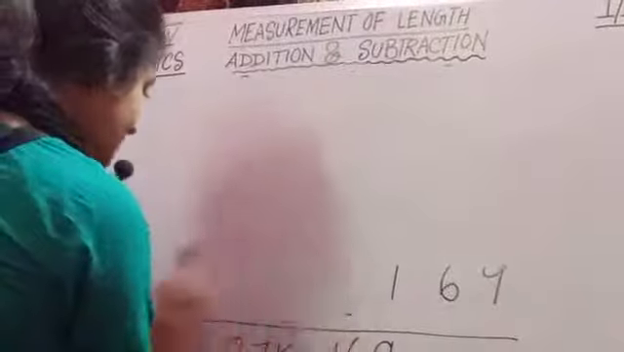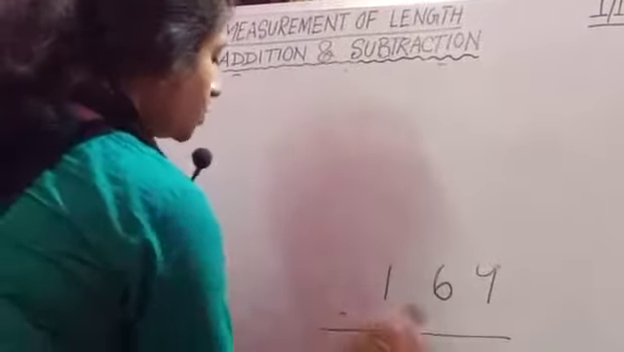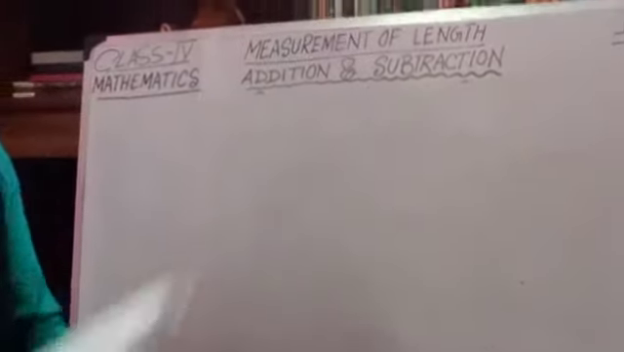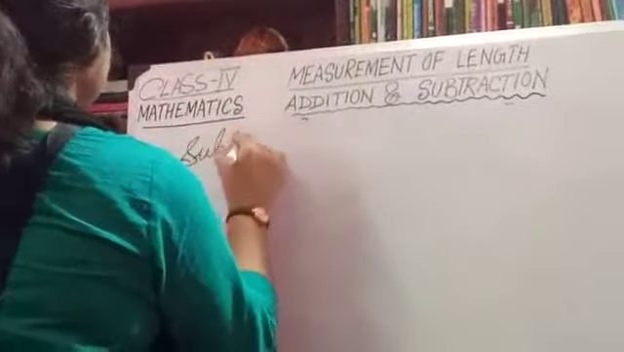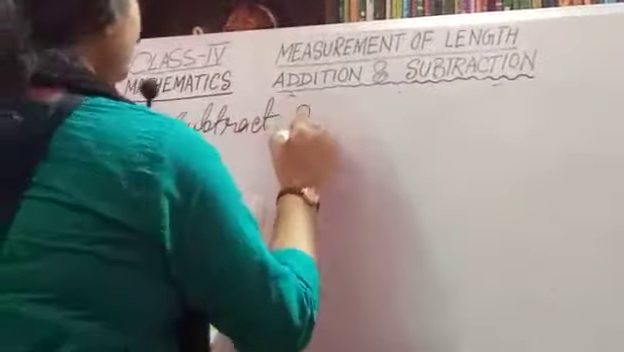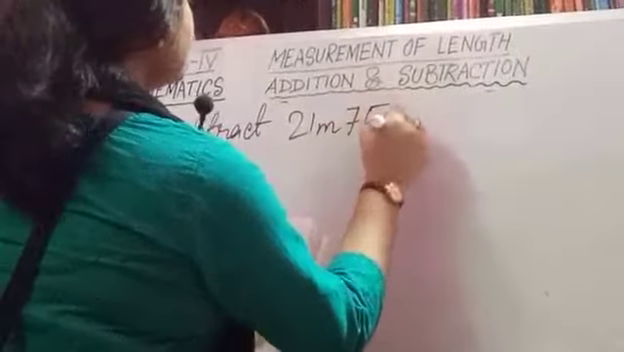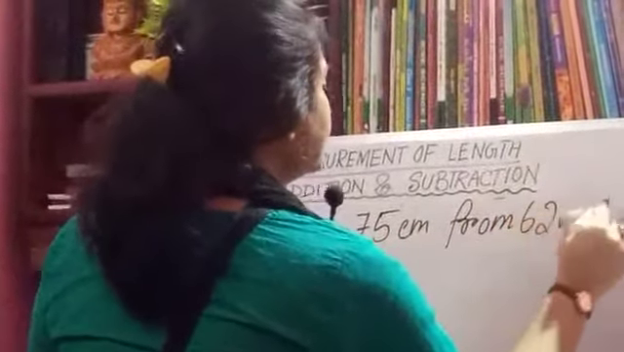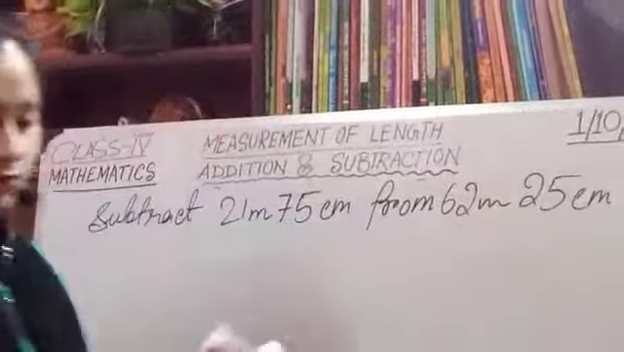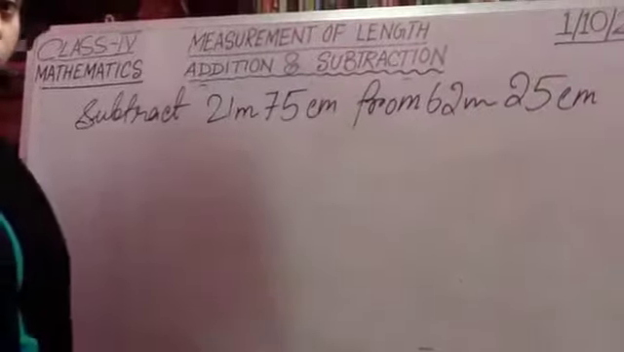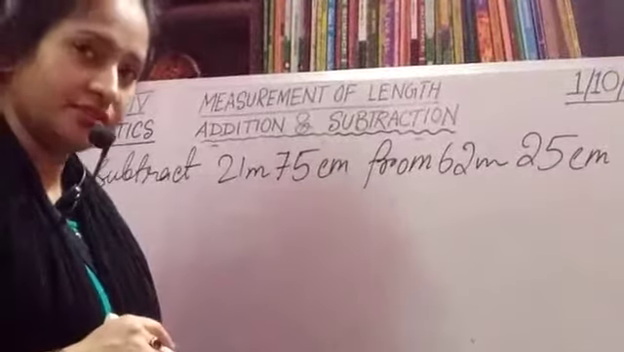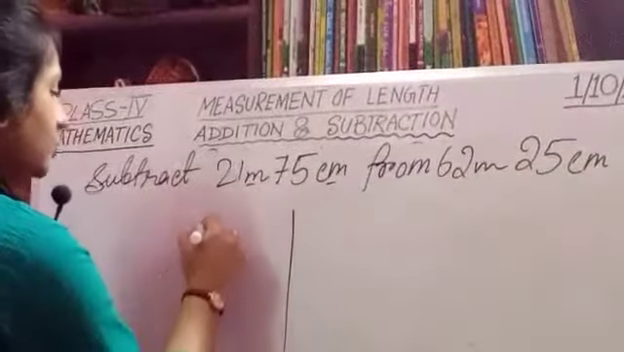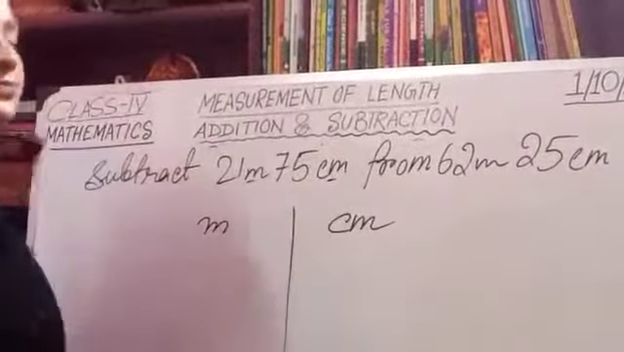Now, my next sum is from your book, exercise 12B, sum number 2A. Subtract 21 meter 75 centimeter from 62 meter 25 centimeter. Now, once again, I'm going to make two compartments, one for meter and the other for centimeter. See, meter and centimeter. So, two compartments, right?